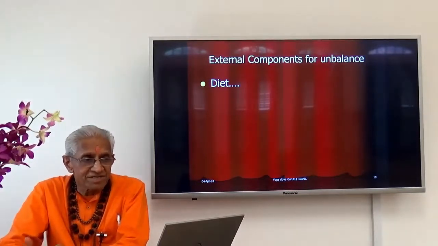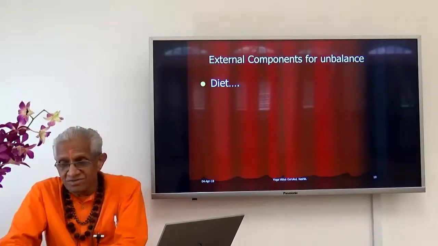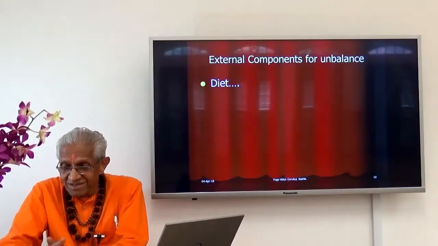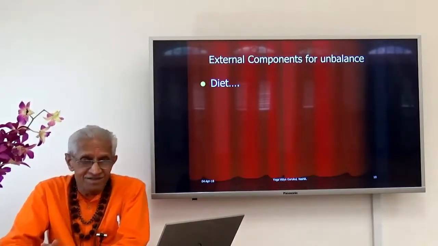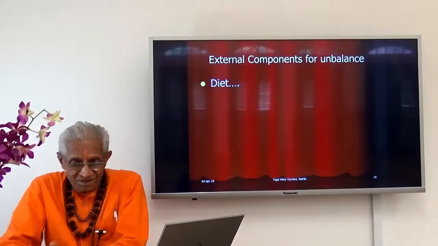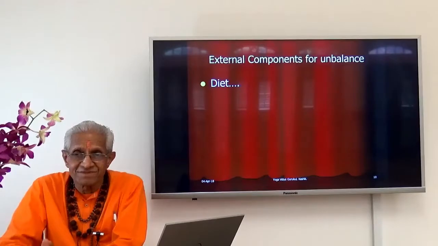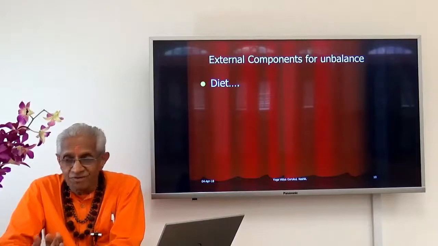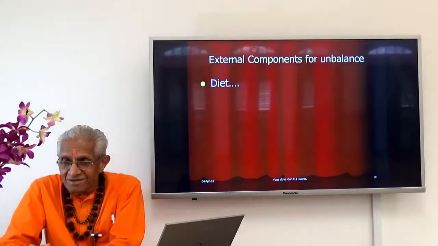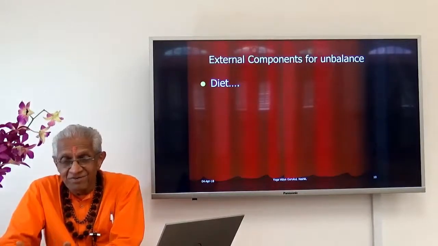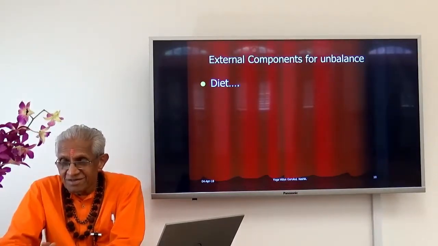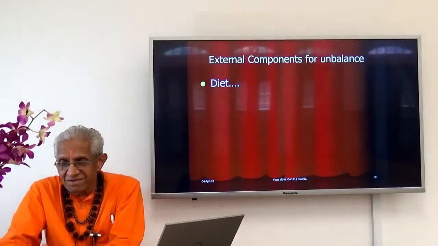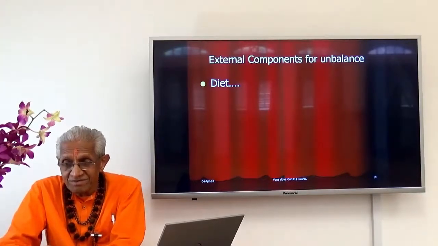So I can say there are some external components for the imbalance of all these body components. We have seen that if everything is balanced, it is perfect health. If the balance is disturbed, it is disturbed health. That is disease. The first and most essential component is food, because we take a lot of food, two, three, four times a day, in good quantity, but in different forms. There is the largest variety of foods everywhere, and that is the essential part. We must take the food.